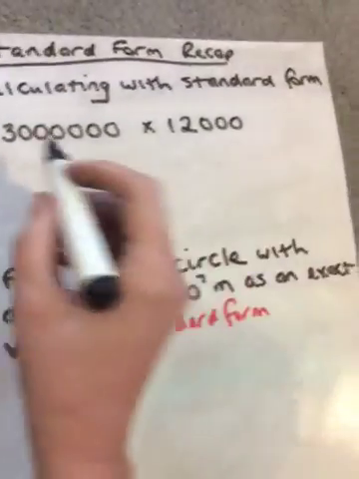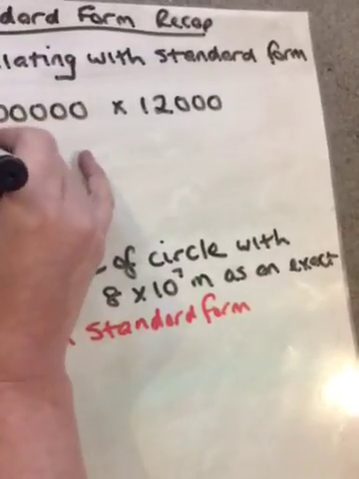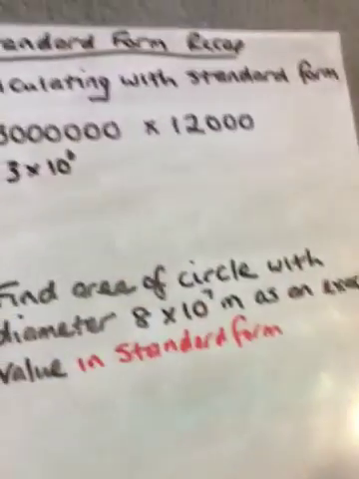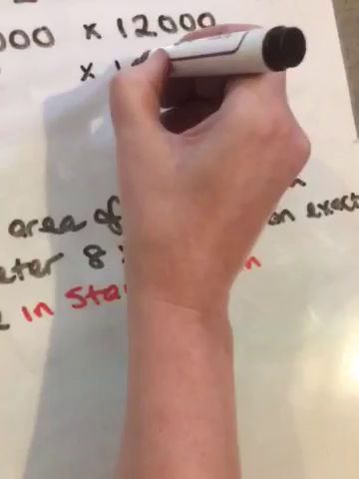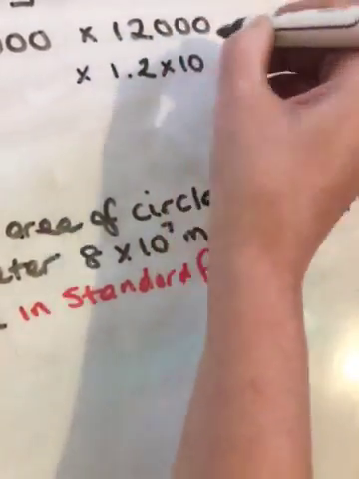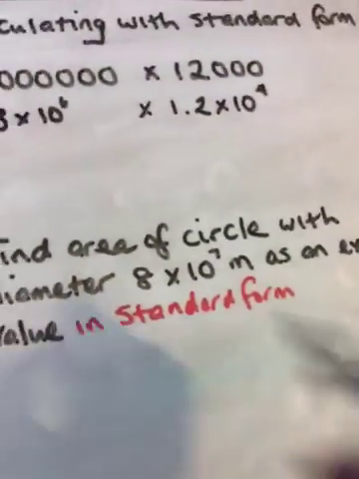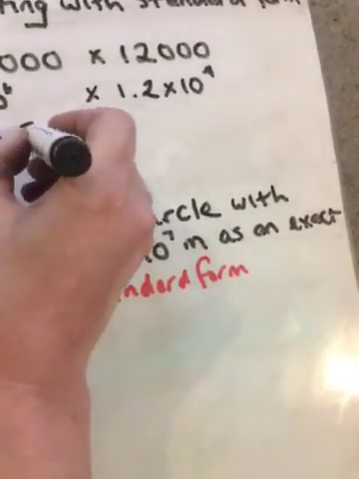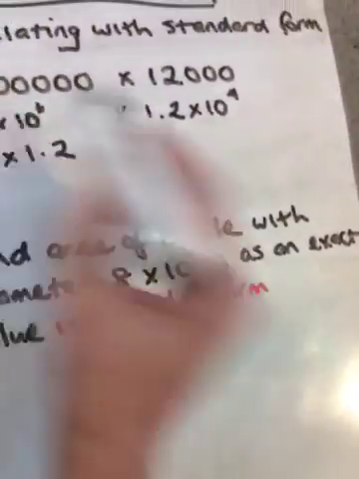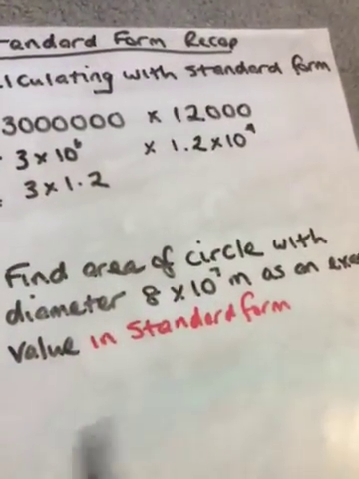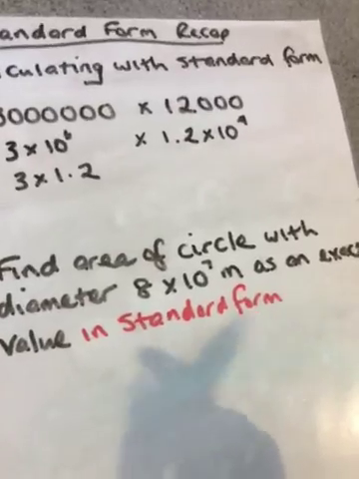So we can write this first number as 3 times 10 to the 6, and there are 6 zeros there because it's 3 million. And we can write the second number as 1.2 times 10 to the 4, because we've got 4 digits. Then we're going to multiply the 3 times the 1.2, because those are our numbers. So imagine that this was 3a and 1.2a, then we can multiply the 3 and the 1.2 together.